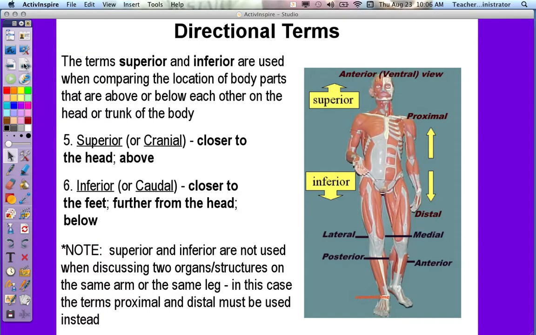Because remember, if it's on an arm or on a leg, you need to remember that you have to use proximal and distal. So superior means that it's closer to the head or above. Inferior means it's closer to the feet or below. So you could say your head is above your heart. You could say your shoulders are above your hips, or superior to your hips. Or you could say your feet are inferior to your shoulders. So as long as you're not talking about structures that are on the same limb, like an arm or a leg, you're going to use the term superior and inferior when they're above and below each other.